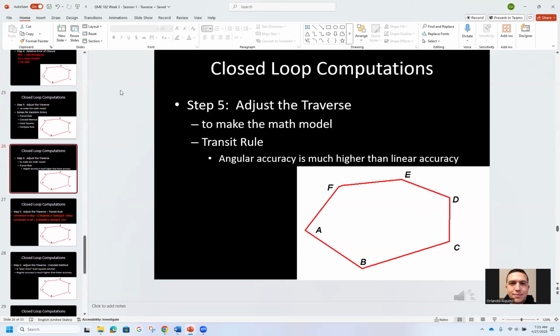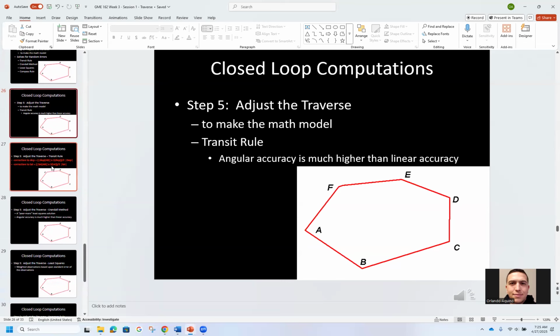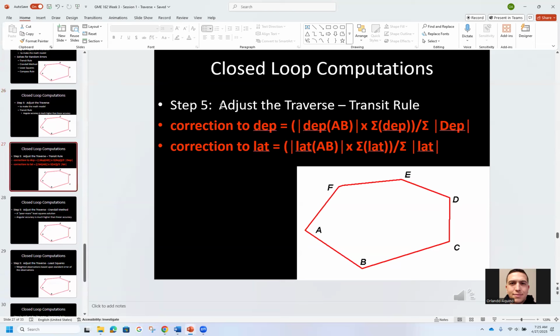So the transit rule is used when angular accuracy is much higher than the linear accuracy. For step 5, adjusting the traverse with the transit rule, the correction to the departure is the absolute value of your departure, times the sum of your departure, divided by the total summation of the absolute values of departure. And then the same thing applies for your latitude.